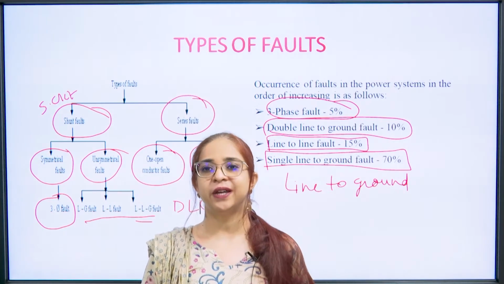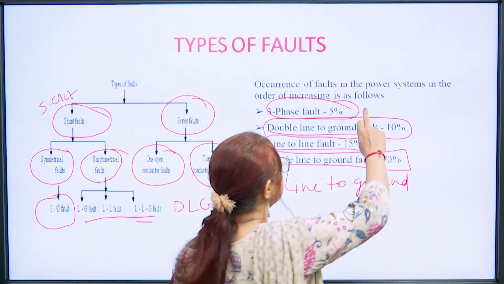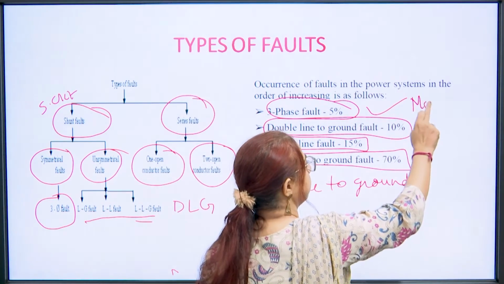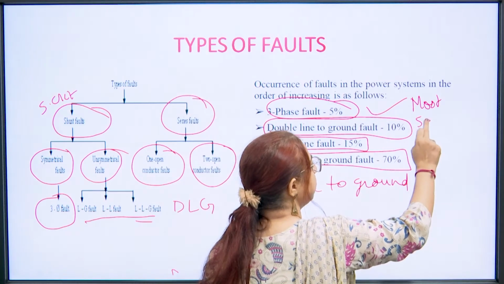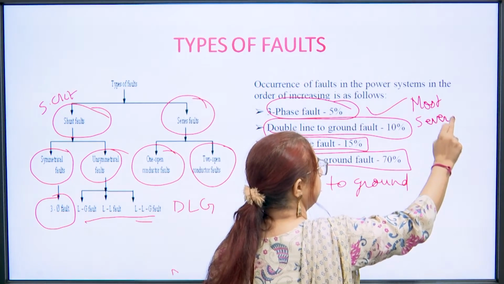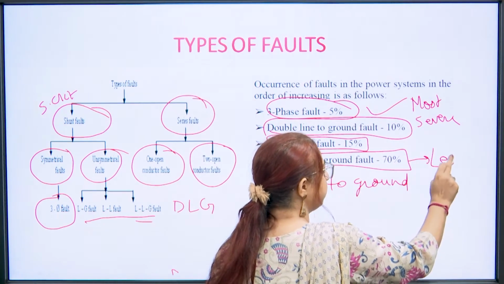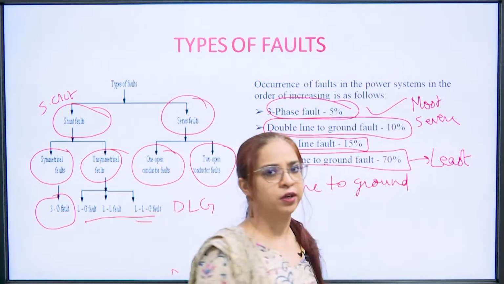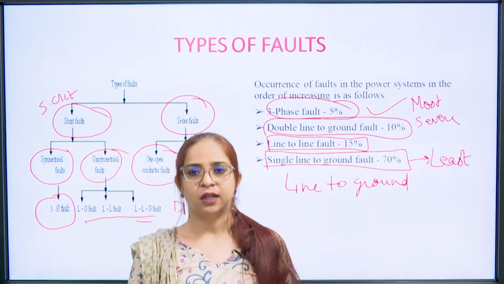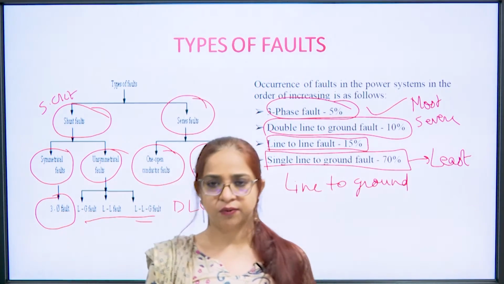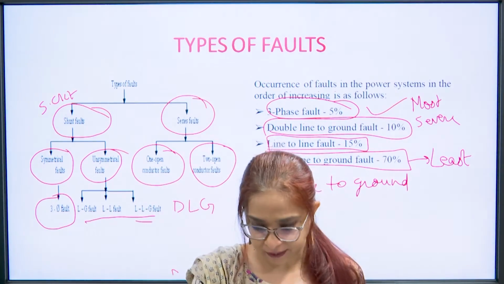In terms of severity, this is the most severe fault, and the last one is the least severe fault, which is line to ground fault. So, this is the distribution of faults which can occur in any kind of power system.